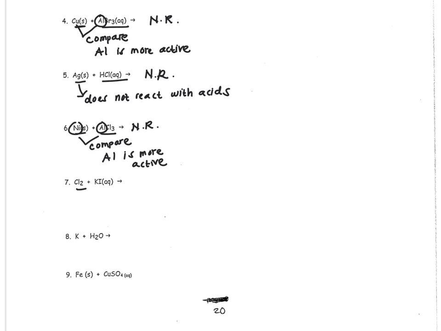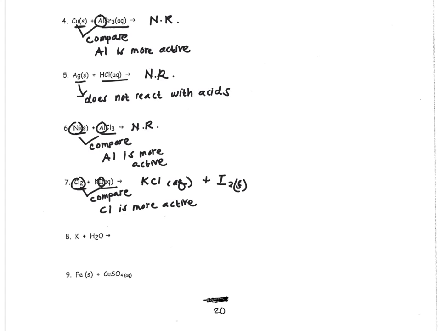In equation number 7, we have chlorine reacting with potassium iodide. So now we're comparing two nonmetals. So we're going to be comparing chlorine and iodine using the activity series for halogens. And remember, it increases bottom up on the periodic table, so chlorine is more active. Since chlorine is more active, it will displace the iodine to form potassium chloride, and iodine will be left on its own. And the state of matter of iodine is solid.